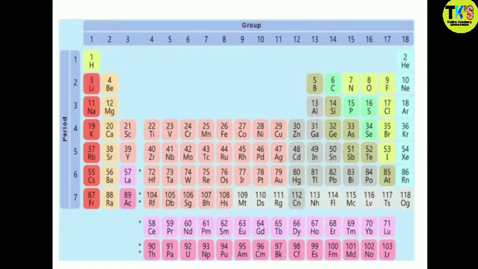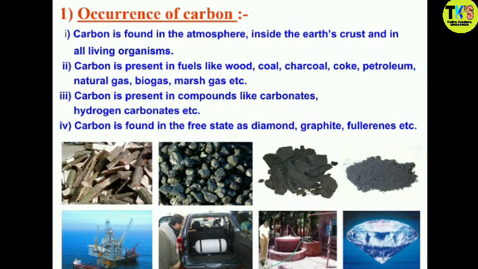कार्बन कहाँ पे पाया जाता है? Let's start. Occurrence of carbon. Carbon is found in the atmosphere, inside the earth's crust and in all living organisms.